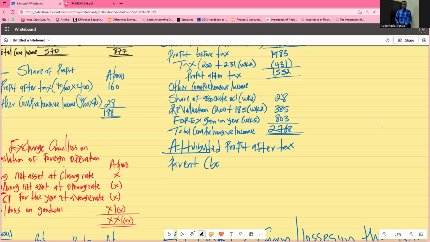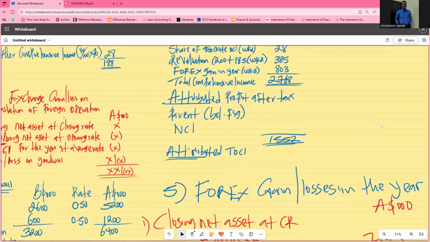Which is going to be the balance figure. And you're also going to have NCI, and this one is 1552. Then the last one is attributed, what do we call this? It's total comprehensive income. Write it in full in the exam. That is how you used to do it. You write it in full. There's nothing like TCI.